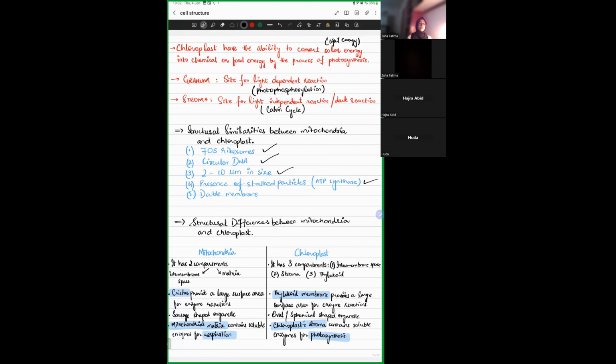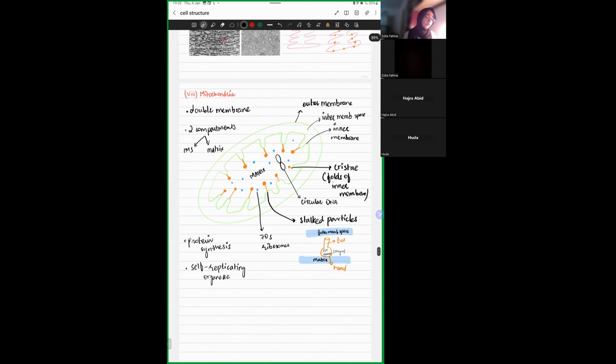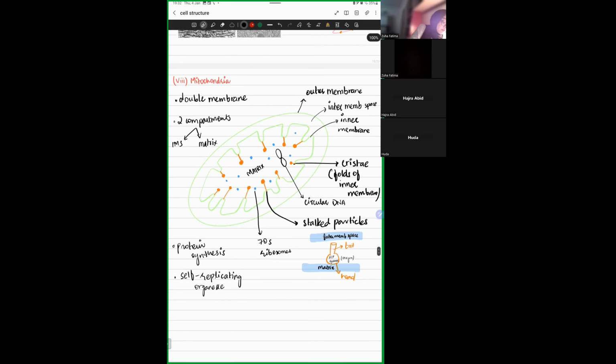Now, when we move towards the structural differences between mitochondria and chloroplast, what are the differences that we can observe in their framework, in their appearance? Let's discuss. So when we were talking about mitochondria yesterday, we said that mitochondria has two compartments. And what are those compartments? One is the intermembrane space and the other is obviously the matrix.